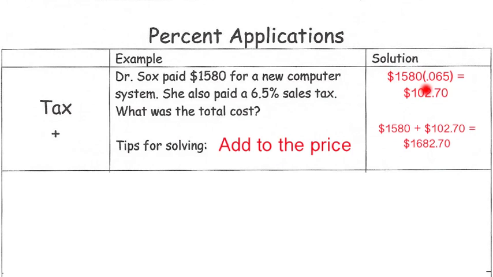So first you find the percent of a number, 0.065 times $1,580, and that gives you your tax, and you take your tax and you have to add it to your original price. So the total is $1,682.70.